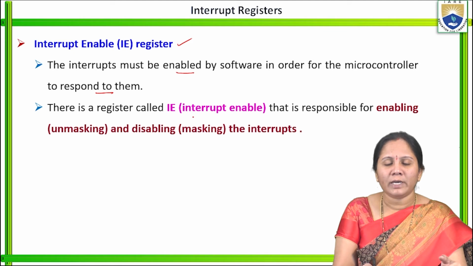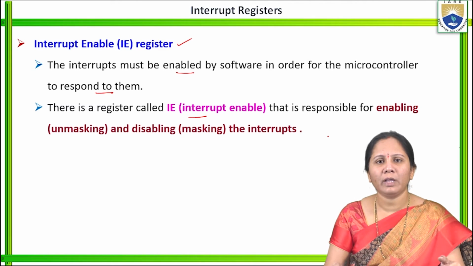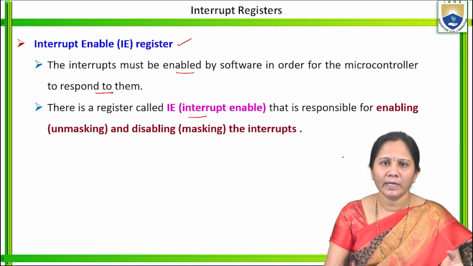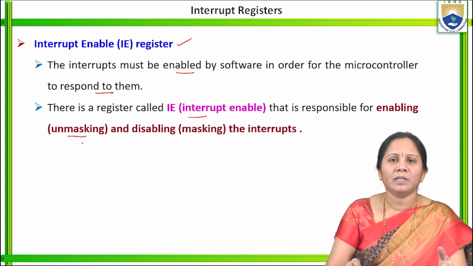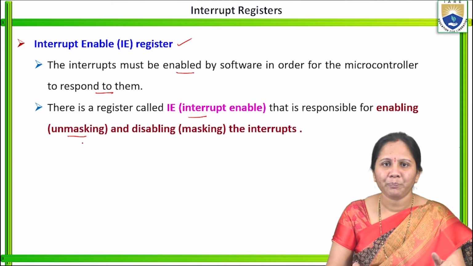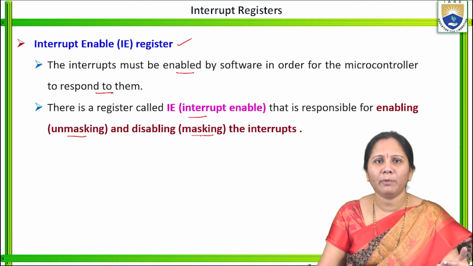In order to do that, we are going to use this interrupt enable register. This interrupt enable register is used for enabling and disabling the interrupts. Enabling means you have to unmask that particular register bit, and disabling of the interrupt is done with the help of masking that particular bit in the register.